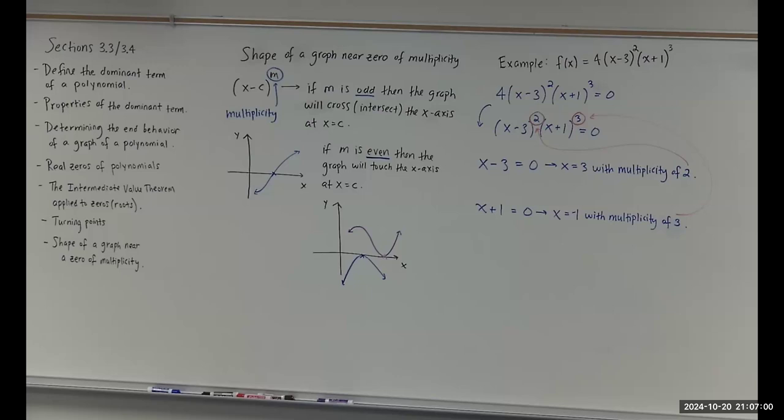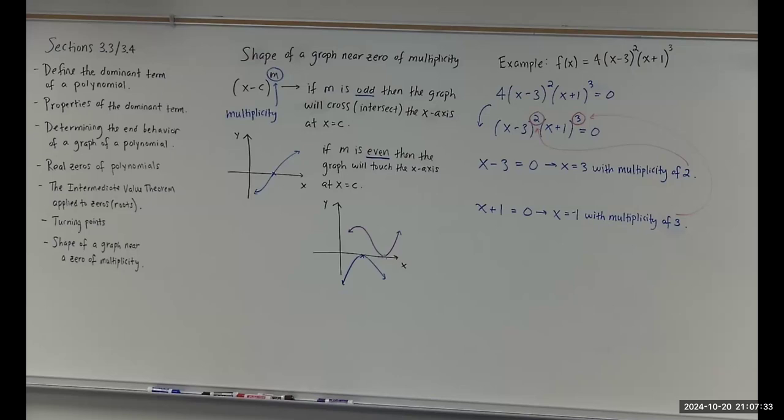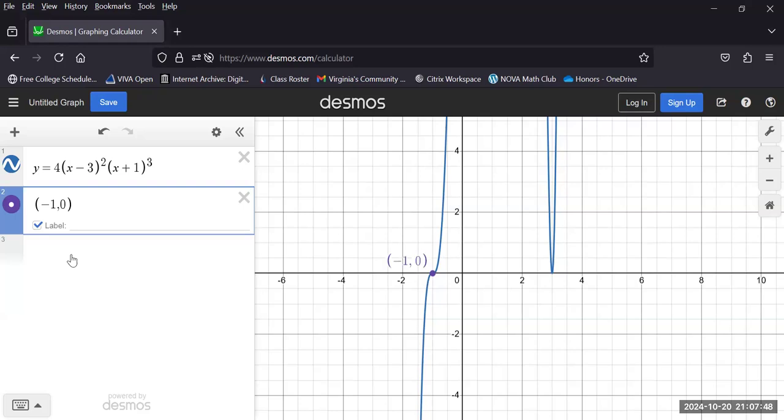And type it in. So we had 4 times (x minus 3), squared, and then times (x plus 1) to the power 3. So there it is, here's the graph. If you look around negative 1, 0, just pop that in, and the other one was at 3, 0. Those are our roots.